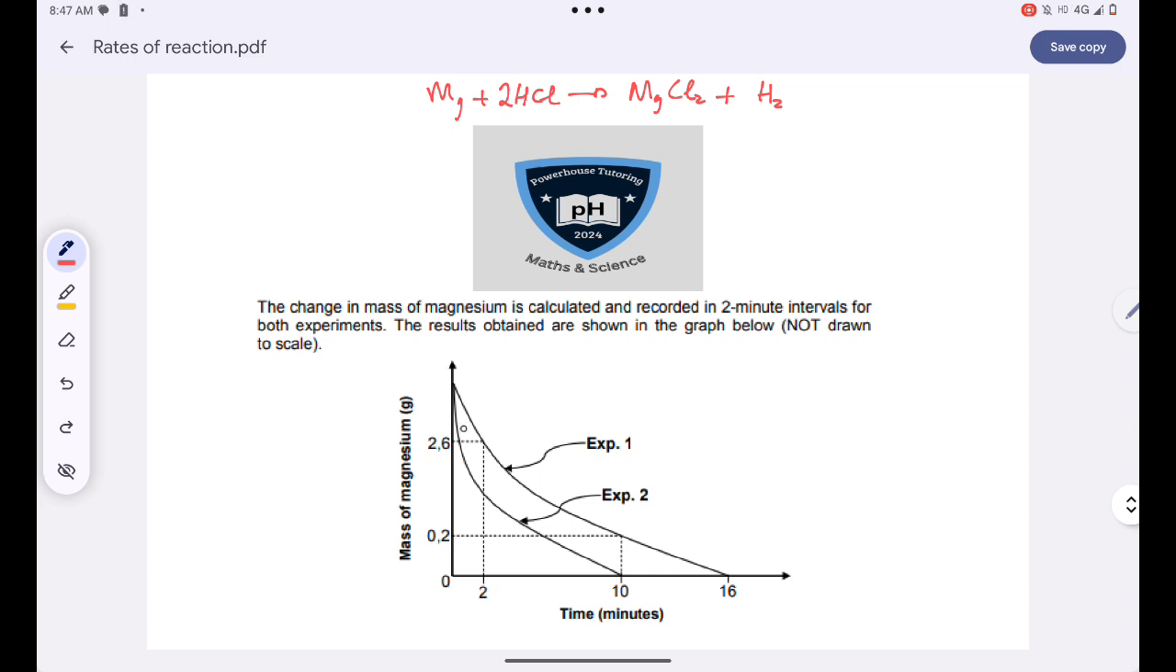That's why as time progresses, the mass of magnesium will become 0 over there at the x-axis. So for experiment 1, it takes 16 minutes for magnesium to be completely used up. For experiment 2, it takes 10 minutes for magnesium to be used up.